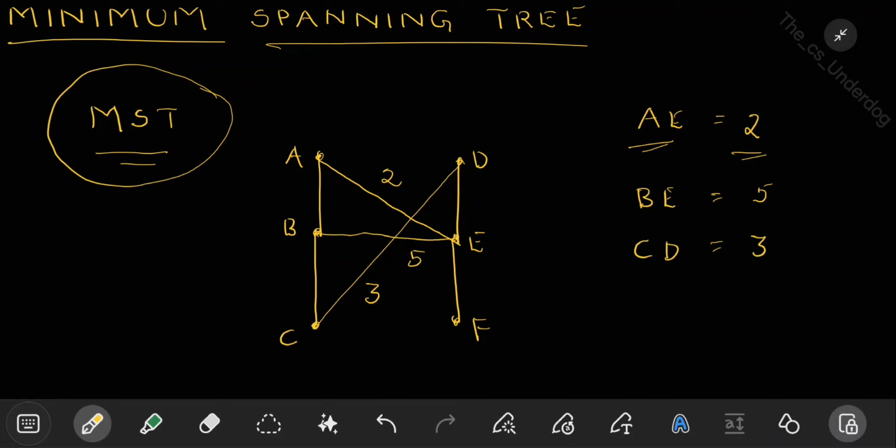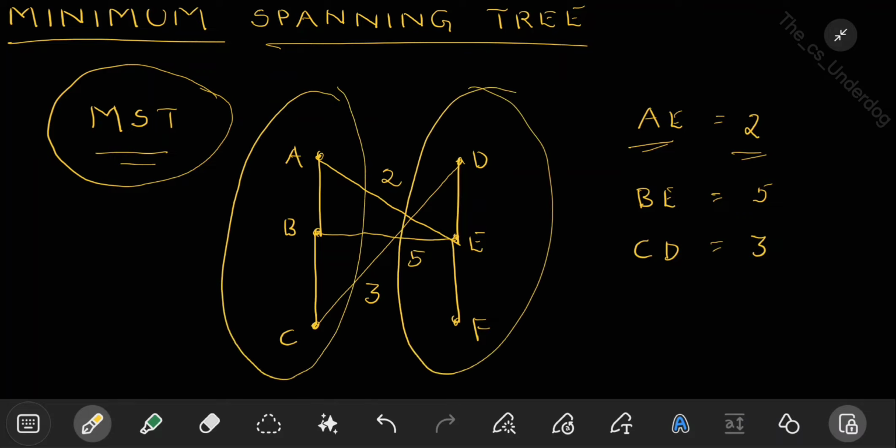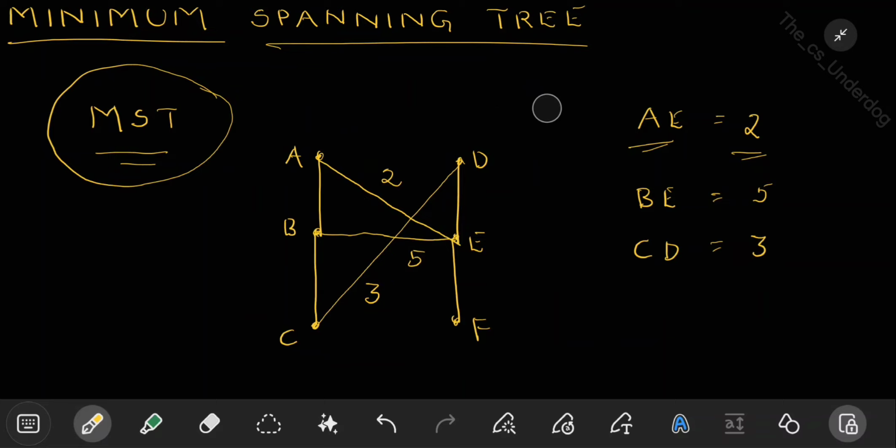Whenever you have a condition like this where you can put the graph into two disjoint sets and there is a cut and there are a few edges which are crossing the cut, then whichever is the minimum weight edge that is crossing the cut, that particular edge must be there in the minimum spanning tree.